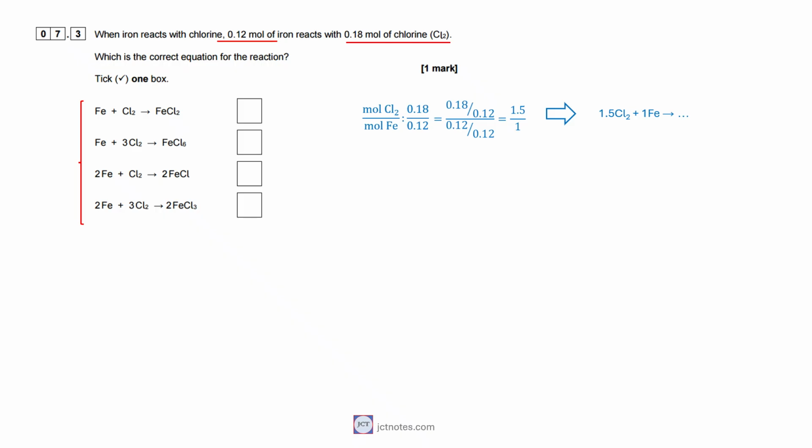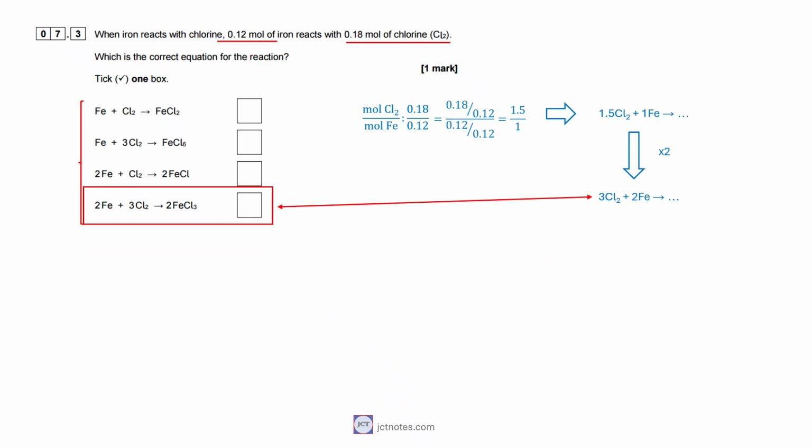Chemical equations use whole numbers, so we can't leave the ratio as a decimal. We multiply both numbers by 2, giving a ratio of 2 to 3. That means 2 moles of iron react with 3 moles of chlorine. Looking at the 4 options, only the fourth equation has this ratio. So the correct answer is the fourth option.